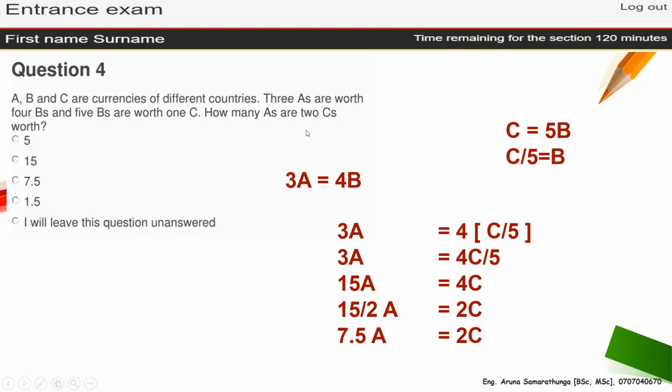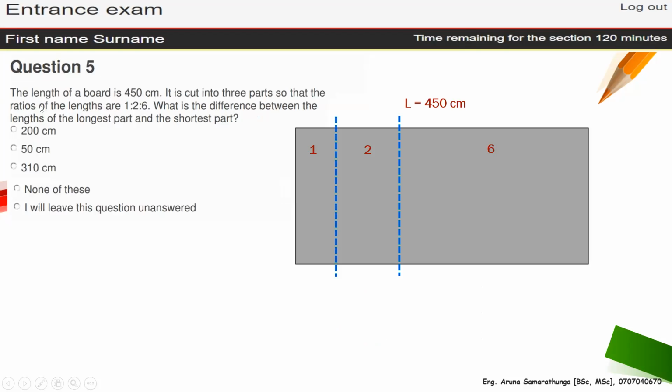So they ask how many A's are in 2C's. You don't need to go beyond after this. Also, you don't need to stop here either. So it is 7.5. This one is an easy one. The length of the board is 150 centimeters.